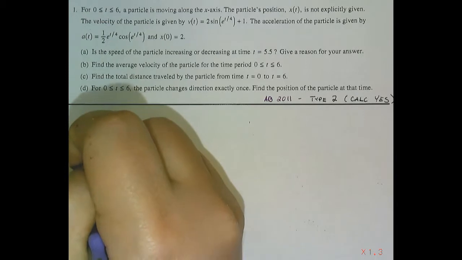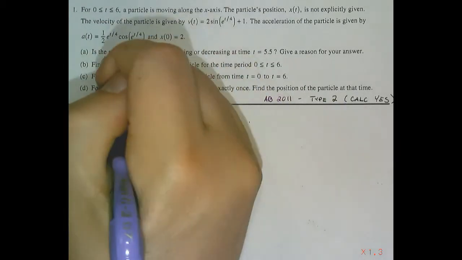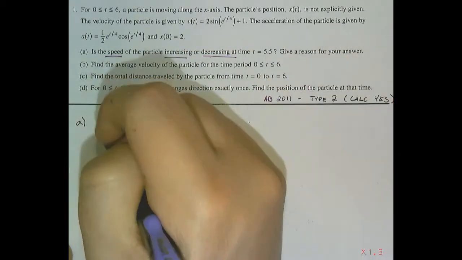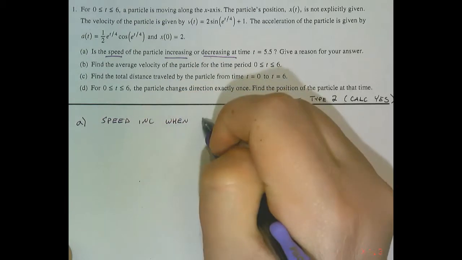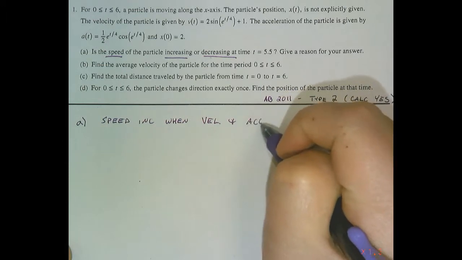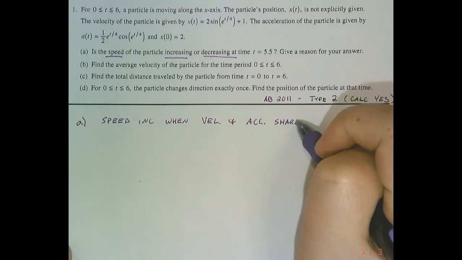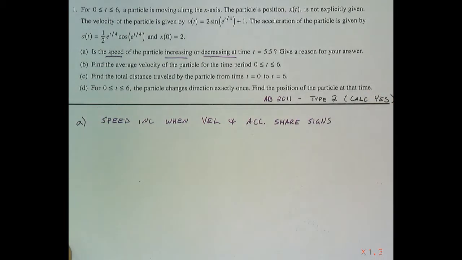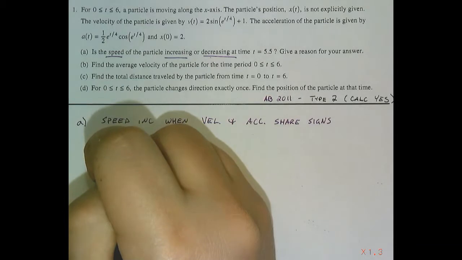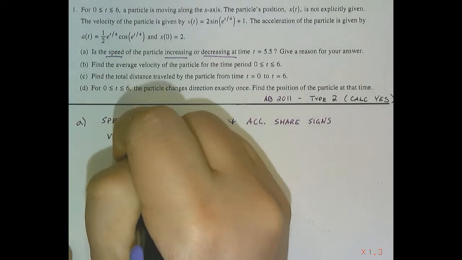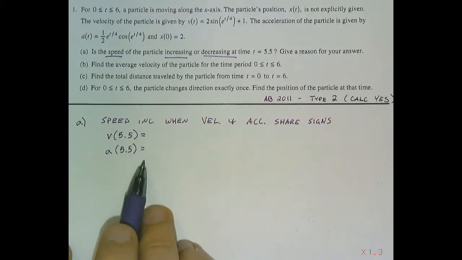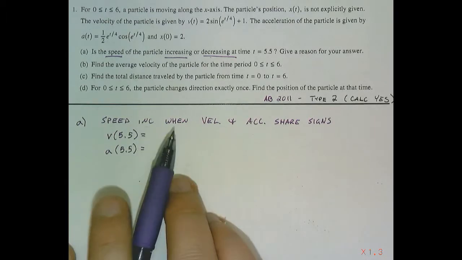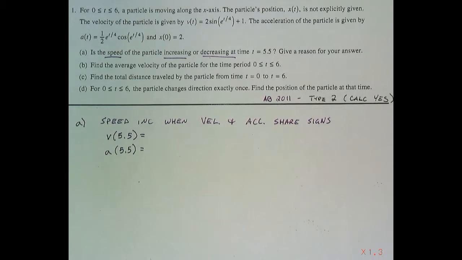So in part A, they're asking, is the speed of the particle increasing or decreasing? So we should recall that speed is increasing when velocity and acceleration share signs. So this is going to ask us to evaluate the velocity and the acceleration and see if they're sharing signs. So at time 5.5, we're going to evaluate v of 5.5 and a of 5.5. And if these have the same sign, then we need to say that the speed is increasing. So grab a calculator and we can evaluate these two things.